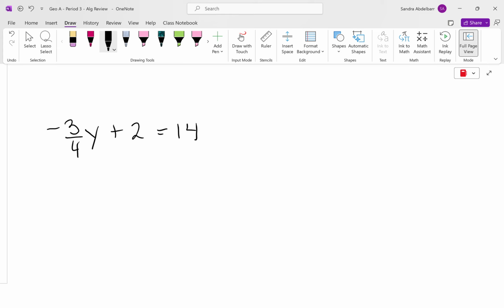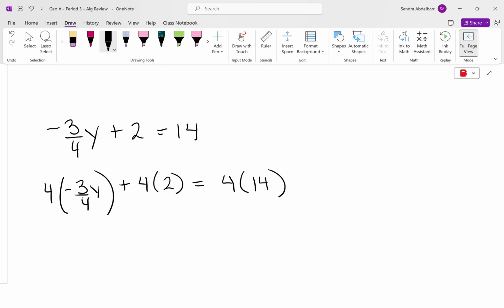So there's no other denominator. So there's no choosing a common denominator since there's only one denominator. So I'm going to multiply everything by 4. So this is 4 times negative 3 over 4y plus 4 times 2 equals 4 times 14. Every single thing needed to get multiplied by that 4, even the 2, even the 14. That's how it stays balanced.